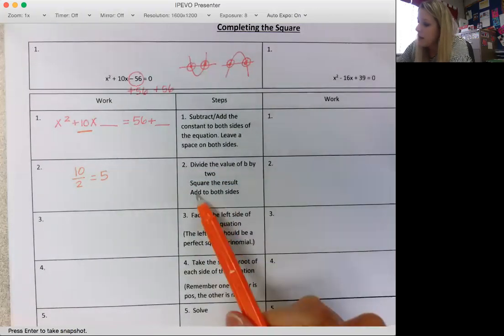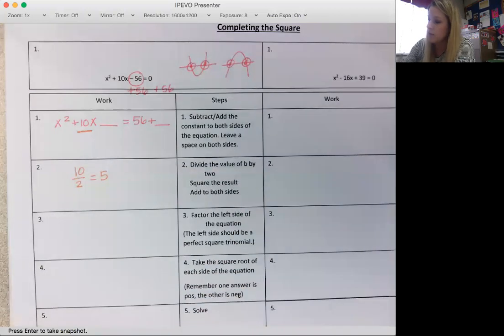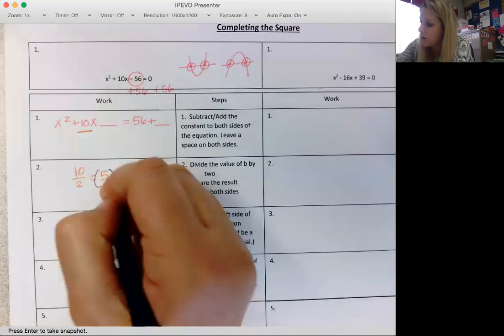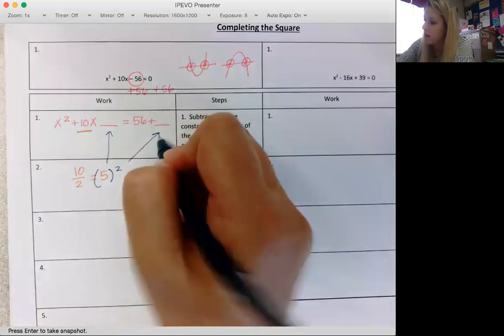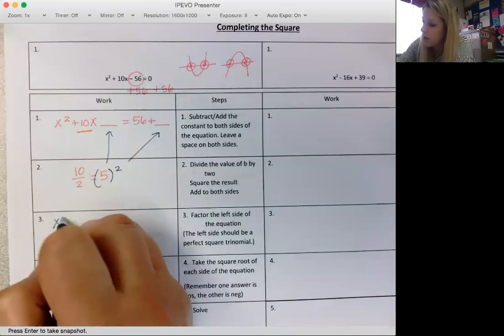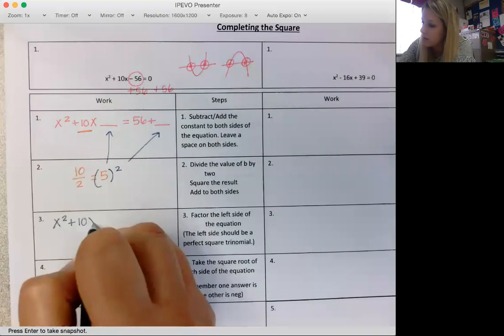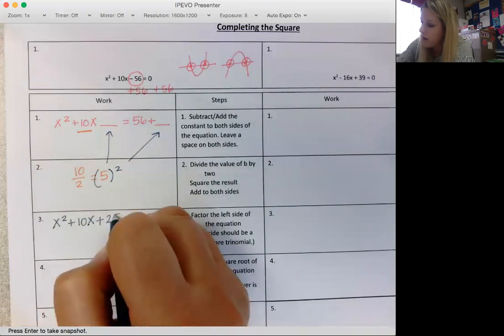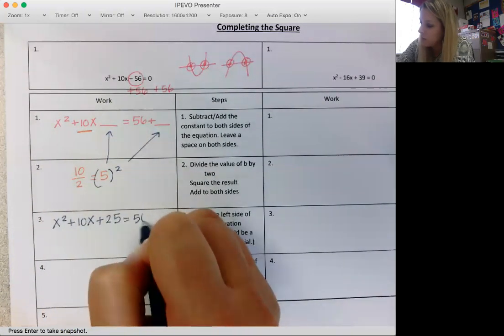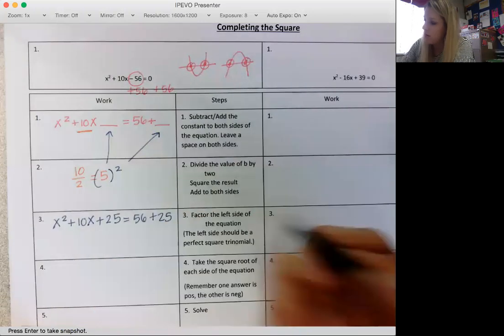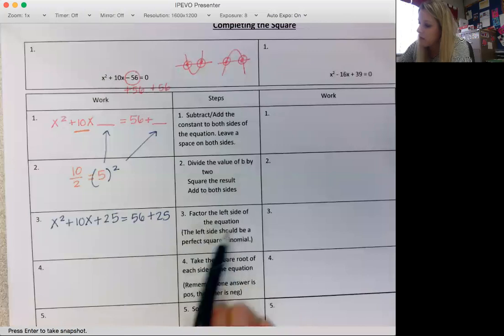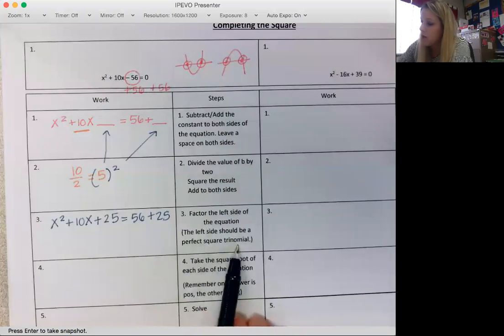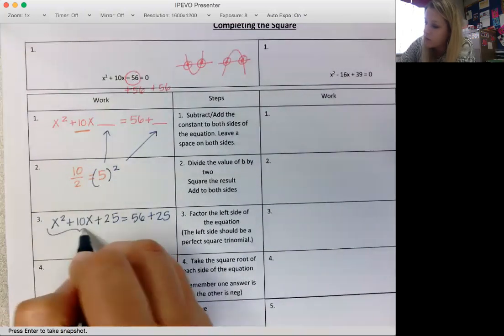Okay? And then it says we're going to square that result and add it to both sides. So I'm going to take that number, square it, and that is the number that's going to go here and here. So we're going to be left with x squared plus 10x plus 25 equals 56 plus 25. Now it says to factor the left side of the equation. The left side should be a perfect square trinomial, which it is.